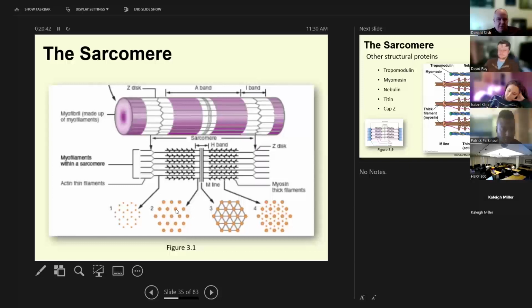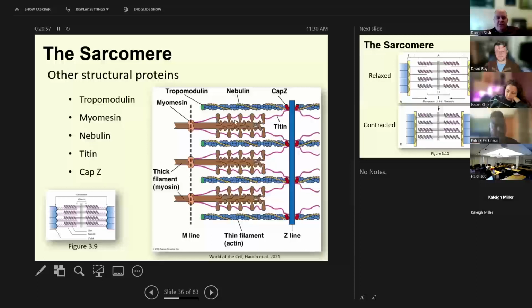There, just thick filament. Now, M line, you've got another protein that's holding the thick filaments to each other. So that's why you've got extra proteins here. And we'll see that in a sec, so don't worry about it. Okay, so here are the other structural components of that sarcomere.